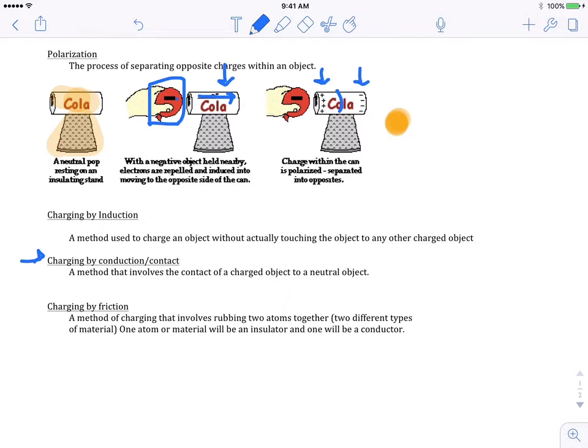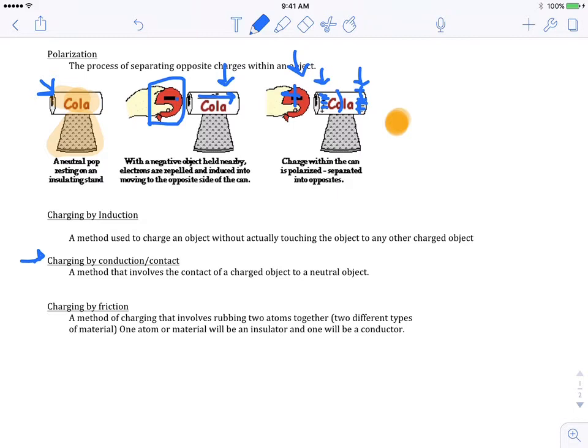It's just the process of separating opposite charges within an object. What's really important is that you always start with a neutral object and then you bring in a charged object. Now, it can be a positively charged object or a negatively charged object. If this balloon was positively charged, well, then all the negatives would be here and all the positives would be over here. Okay, that's just what would happen.